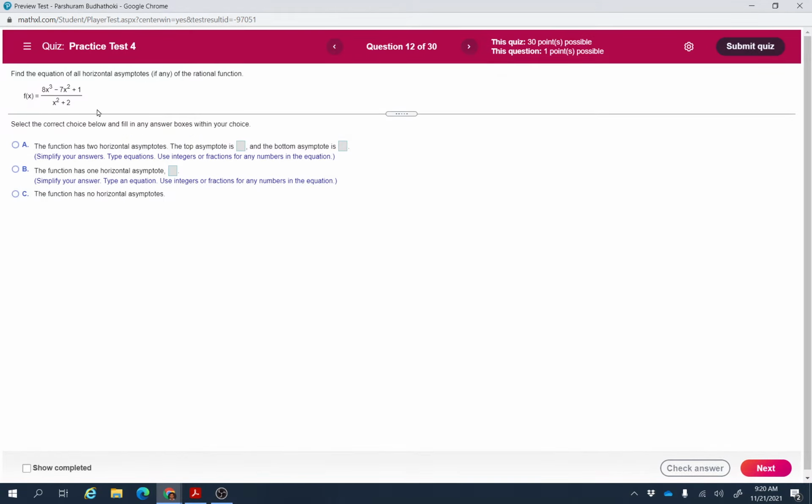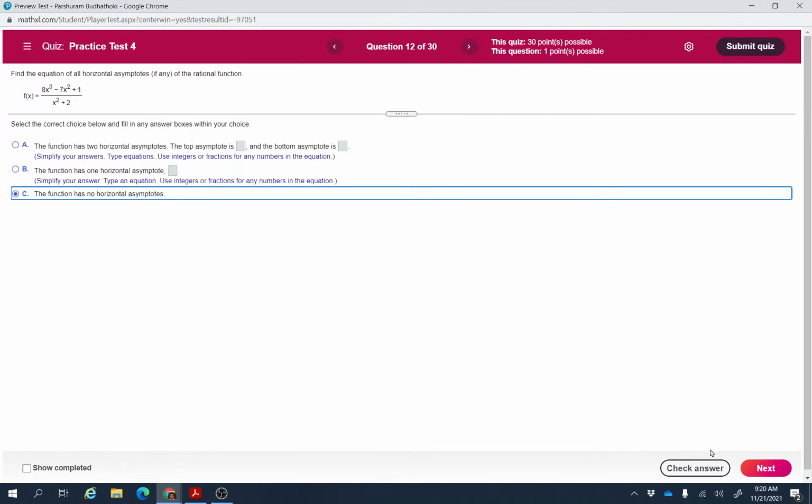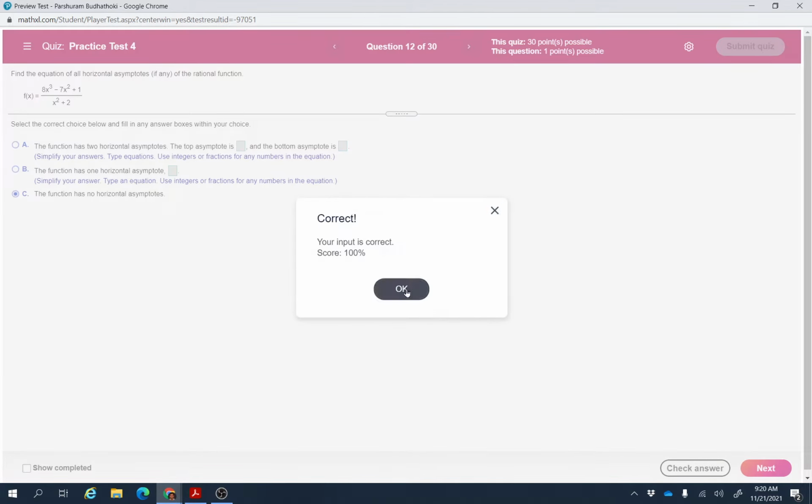Okay, next, this is again horizontal asymptote, but this time the degree on the top is greater than the degree on the bottom. So in that case, if the degree on the top is higher than the degree on the bottom, then there is no horizontal asymptote. That's the rule.